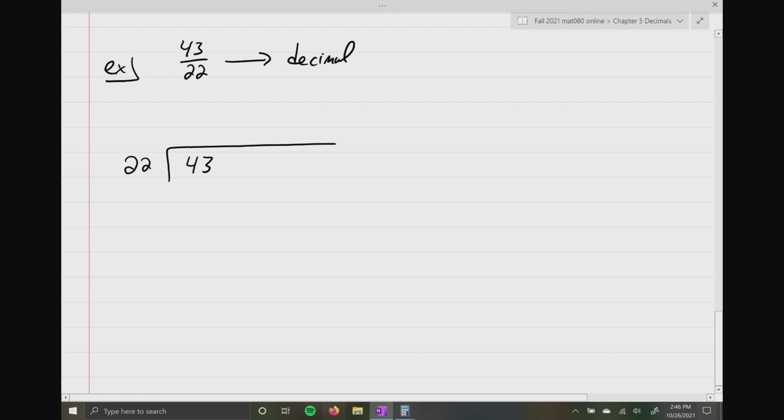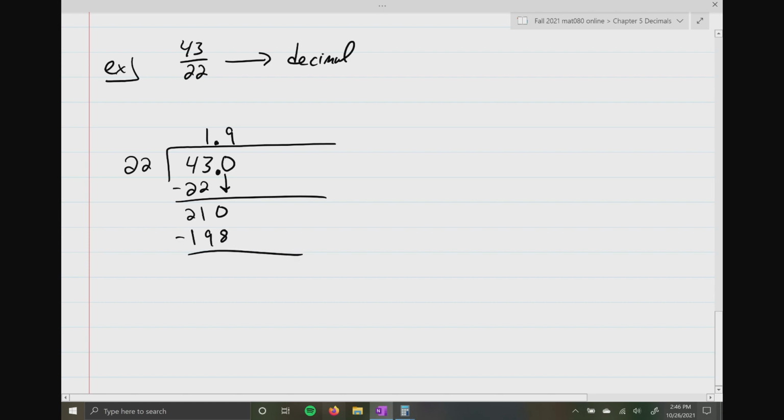22 goes into 43 once. So we subtract. We're going to get 21. Now I introduce a decimal, write it directly above, add a 0, and drop it down. 22 goes into 210 9 times. So that's going to give me 198.